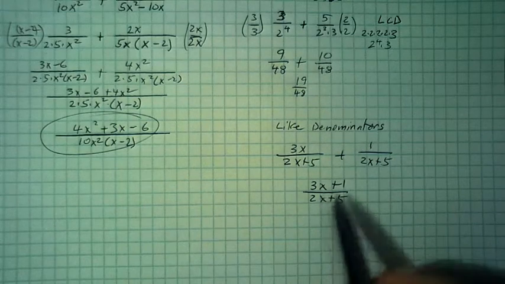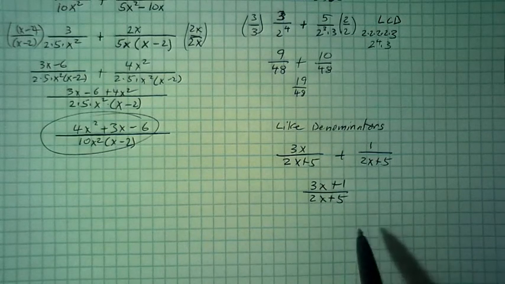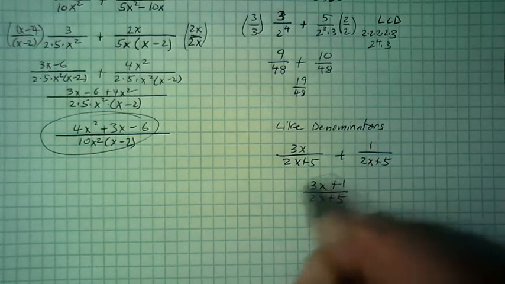These are both linear, so neither one of these will factor. Because they've got addition, they're not factored. You can't cancel out those x's. Don't try. This is just your answer.